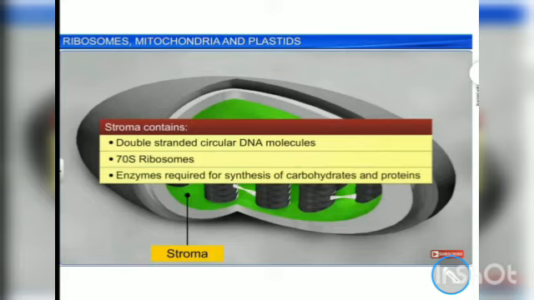And see what the stromal content of the plastid is. It generally contains a circular DNA molecule, which is double stranded in nature, and 70S type ribosomes, and also the enzymes required for the formation of carbohydrates and proteins in the chloroplast. That stroma contains all these required enzymes.